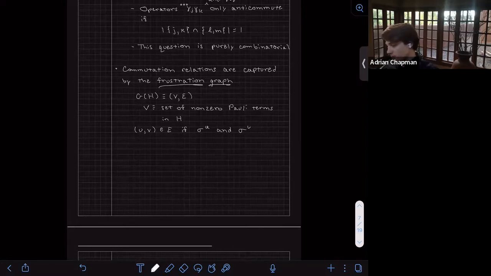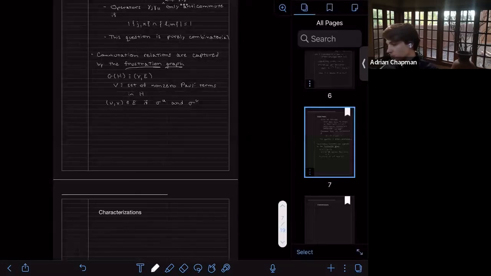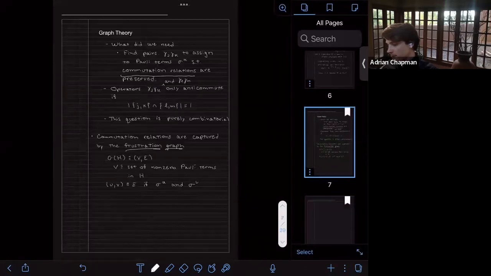Oh, actually, I want to add a page to below us. So let me do that really quick. Okay.